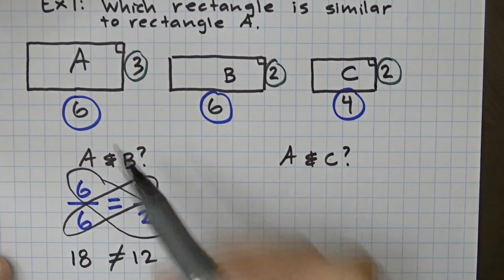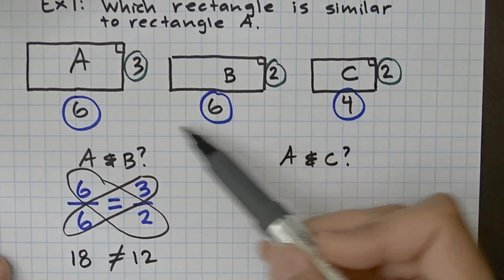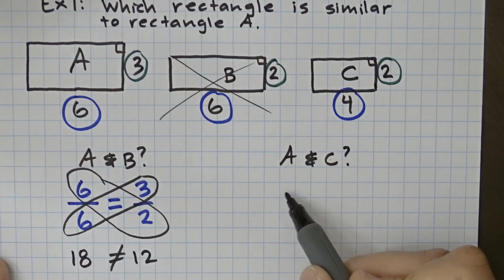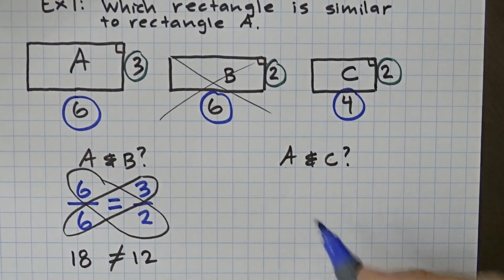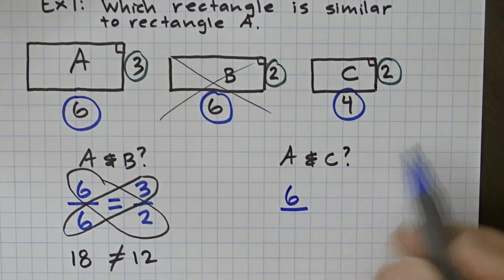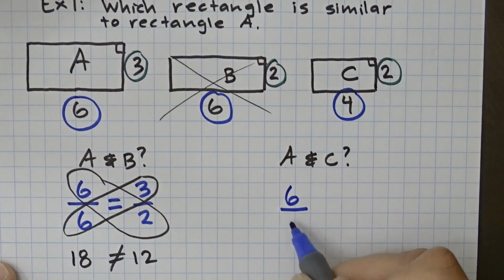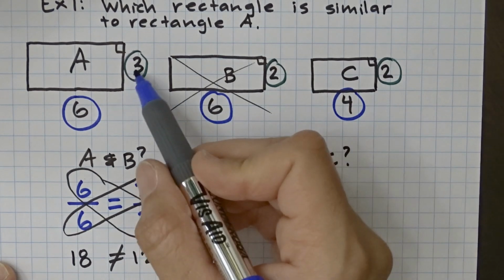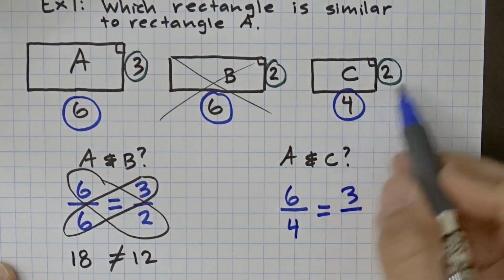A and C. Now I'm going to compare A and C. So I'm done with this one. 6 on that one corresponds to 4 on this one. Is that the same proportion as 3, which corresponds to 2?